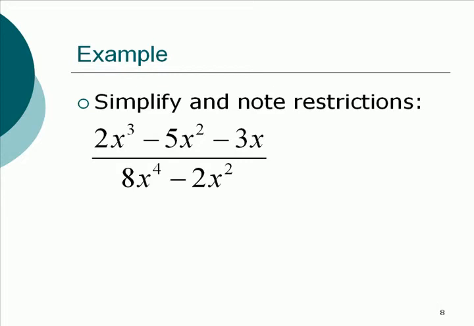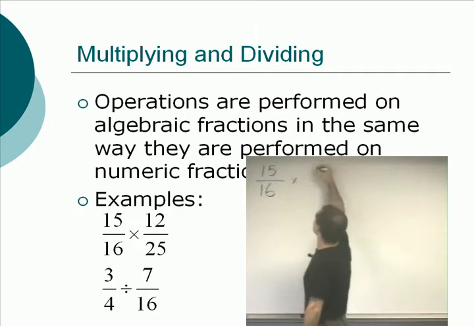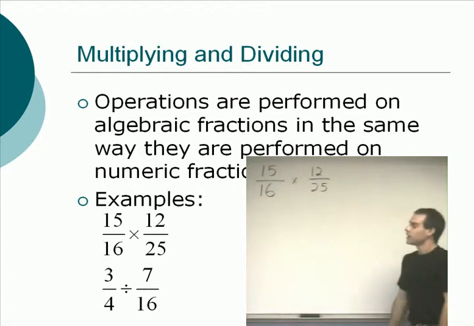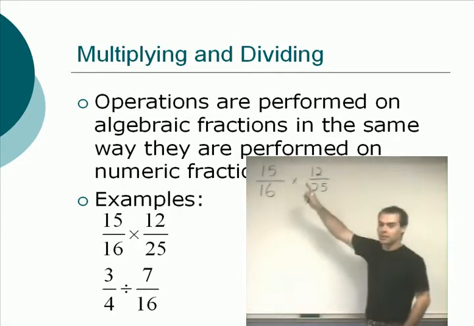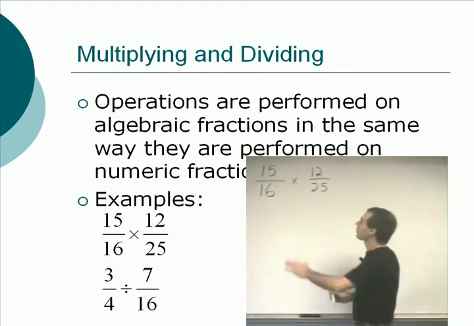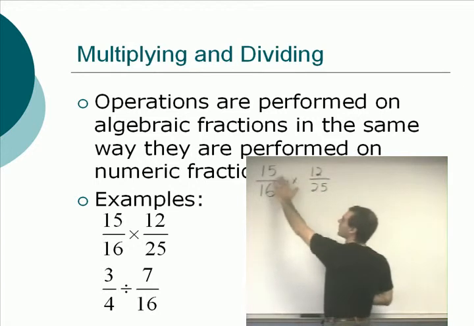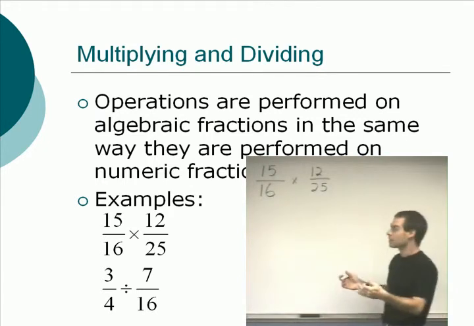All right? Let's take 15 over 16 times 12 over 25. Okay. If I put that problem on a quiz, what would you do? Yep, you look for common factors. You cancel common factors diagonally. So, for example, we look to the 15 and the 25. Is there any common factor in both of these? Common factor of 5, so we can cancel that out.